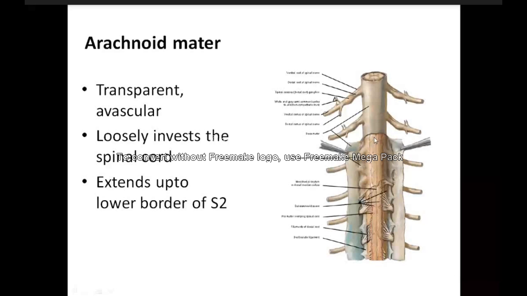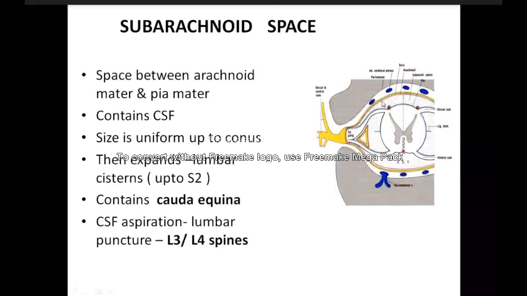Now coming to another important space. This is dura, this is arachnoid. Below the arachnoid mater, or between the arachnoid and the pia mater, there is a space known as the subarachnoid space, and as you all know, it contains cerebrospinal fluid. This space is uniform up to the level of the conus medullaris. Then it expands, and when this space increases, it is known as cisterns. So don't get confused. Cisterns are the enlarged subarachnoid space, which contains CSF. And it also contains the cauda equina.